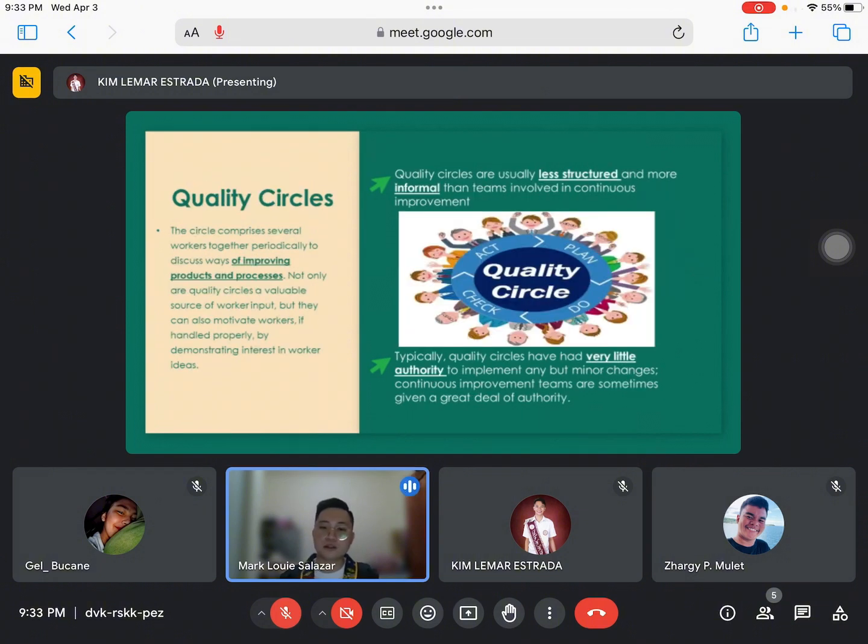So the next one is quality circles. The quality circle comprises several workers meeting periodically to discuss ways of improving products and processes. Not only are quality circles a valuable source of worker input, but they can also motivate workers if handled properly by demonstrating interest in workers' ideas. So overall, quality circles play a crucial role in driving organizational excellence, fostering a culture of quality and continuous improvement, and empowering employees to contribute to the success and sustainability of the company.